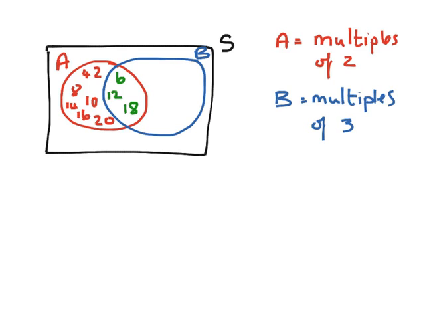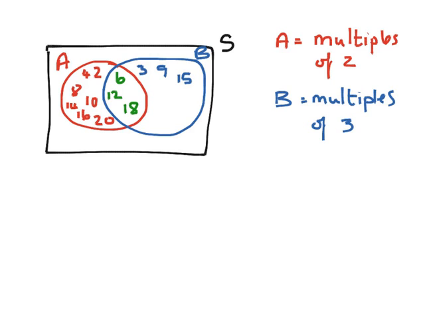Now, Sophie, go and tell me what's missing from set B. 9. Good. 12. 15. That's all. Okay. And now the last thing you must do is go and write all the leftovers.